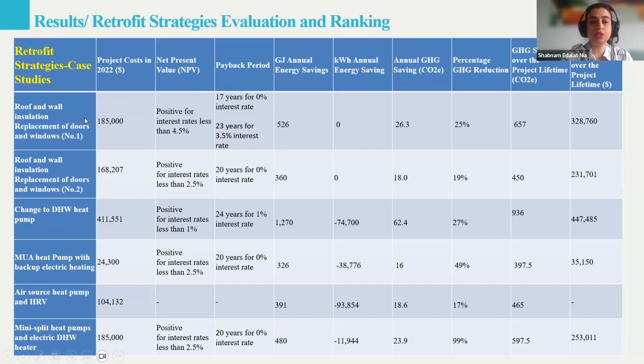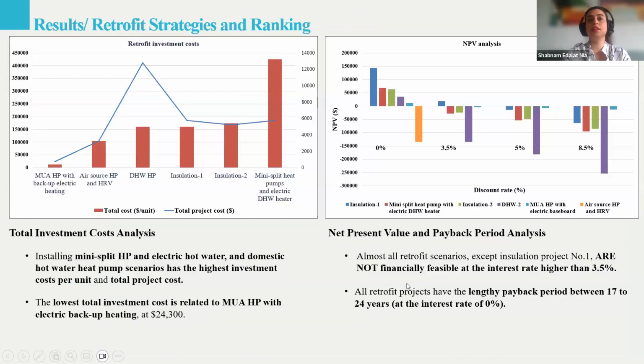I evaluated these retrofit scenarios with 6 different indicators, including financial indicators and environmental indicators. The first indicator was the retrofit investment cost. Looking at the total investment cost shows that the installation of the domestic hot water can have the highest total investment cost, but analysis based on the total investment cost per unit shows that the installation of heat pumps, mini split heat pumps and electric domestic hot water have the highest investment cost per unit with almost $30,000.